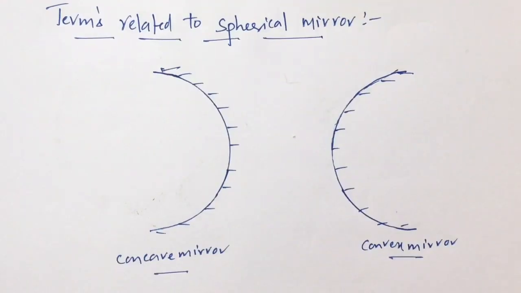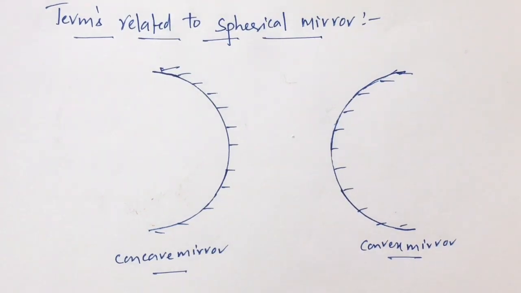So children, before we move further on spherical mirrors, we need to recognize and understand the meaning of some terms which are related to these spherical mirrors. These terms are commonly used in discussions about spherical mirrors. Whenever we draw a ray diagram, whenever we speak about spherical mirrors, we use these terms. Now let us learn those terms.